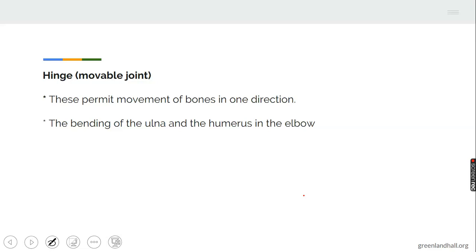Hinge joint, a movable joint like I said before, permits movement of bone in one direction. An example is the bending of the ulna and the humerus in the elbow. That is, when you move your forearm up and down, you see the movement at the joint there at the elbow.